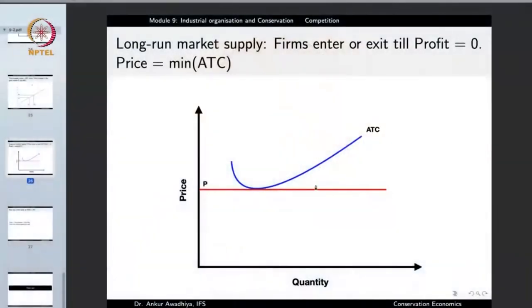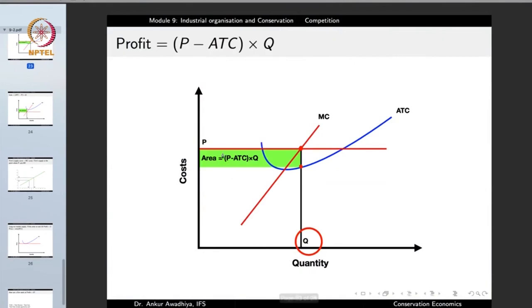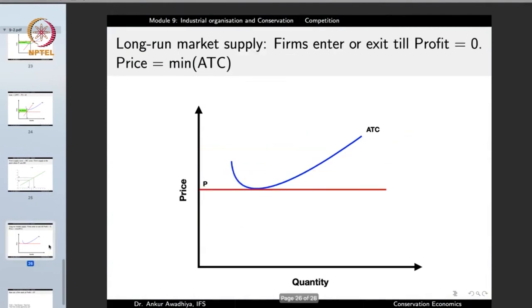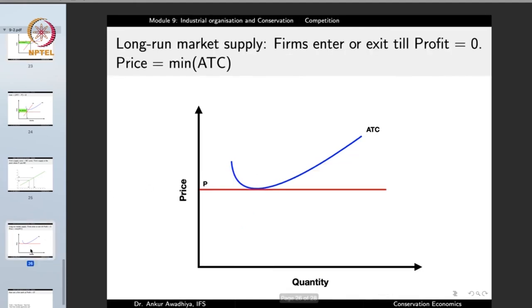Now the question arises, at this price point, the profit of the firm is zero, because the profit is given by P minus ATC into Q. Now in this case, when P is equal to ATC, then P minus ATC is equal to zero. So zero into Q is also equal to zero. So the firm is not earning any profit, but still it is supplying.